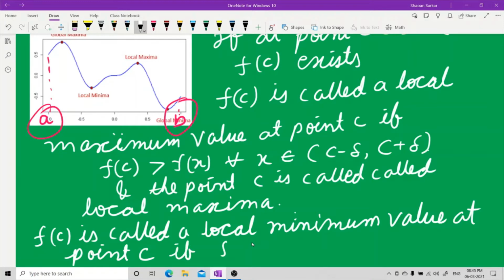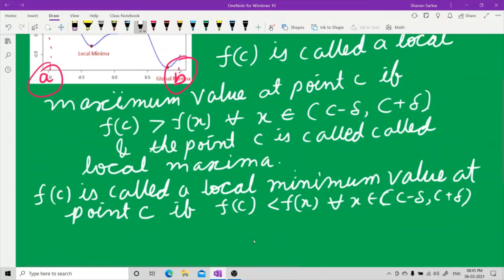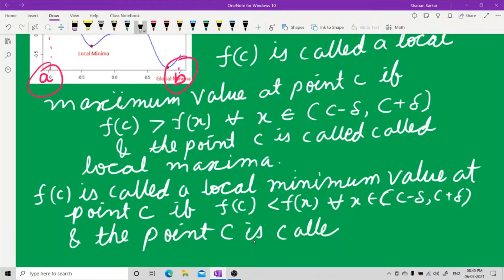if f(C) is less than f(x) for all x belonging to the open interval (C minus delta, C plus delta), and the point C is called local minima.